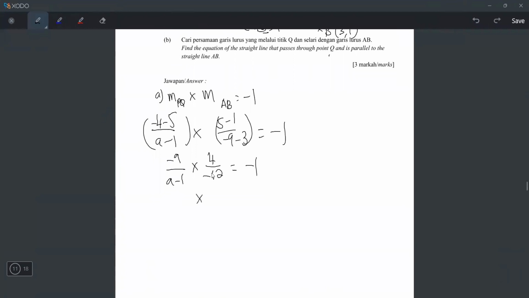Now, I can simplify this. 4 over 12 is 1 over 3, right? Equals to -1. And this is -9 over a minus 1. Now I can take atas darab atas, bawah darab bawah, but can also lah. So -9 times 1 over 3 is -9 over 3, and then bawah darab bawah will be 3a minus 3. But I don't like it. Can also, you want to do it like this, can also. But I don't want to do like this lah. Let's do like this, a minus 1. Instead of darab, here I pindah jadi bahagi. So it becomes -1. So can you see the 3 duduk bawah? So it will be duduk atas here. Times 3. Okay.